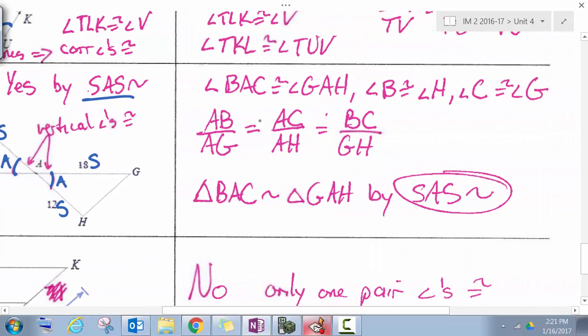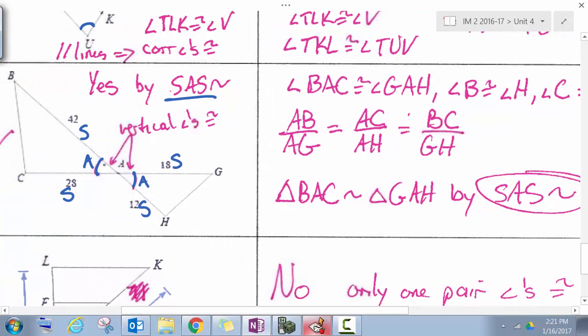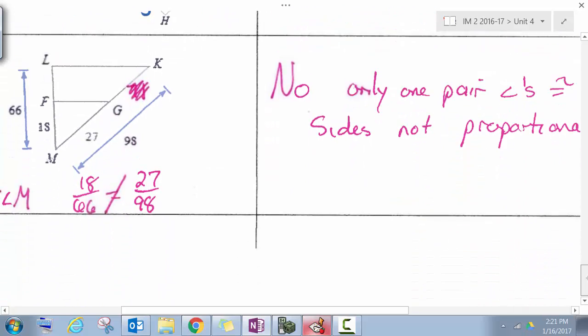So we get everything that lines up. BAC is congruent to GAH, angle B is congruent to angle H, and angle C is congruent to angle G. We couldn't just say angle A is congruent to angle A because there's a bunch of angle A's here. And then we write the letters to go together. And again, first and second, and so on. So yes, these two triangles are similar by side, angle, side.